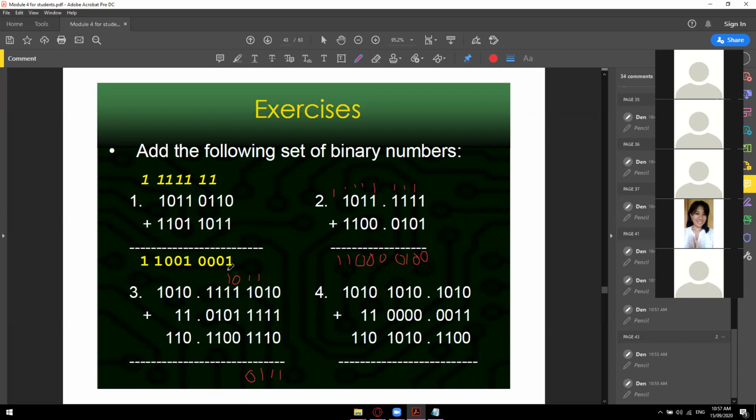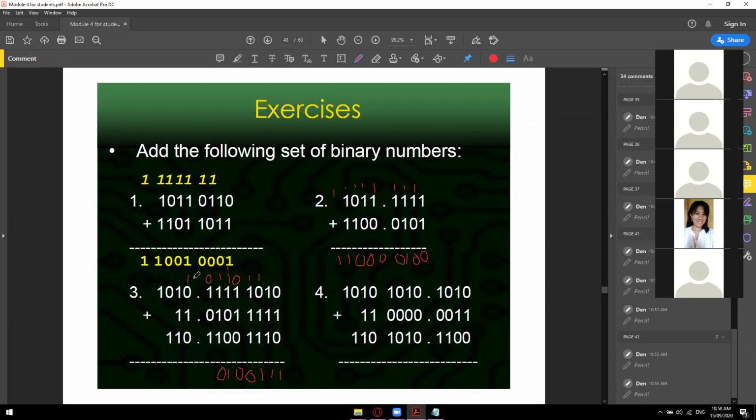So, dalawang 1, 10. Dalawang 1 is 10. So, carry 1, bring down 0. So, 1, 2, 3, tatlong 1 is 11. So, carry 1, bring down 1. So, 4 na 1 ulit. So, 100. So, bring down 0. So, ito. Bring down 0. Ito, katapat niya to. And then, 10 na dito. Oops, mali. 10 na dito. Ayan. And then, ito na yung 0.